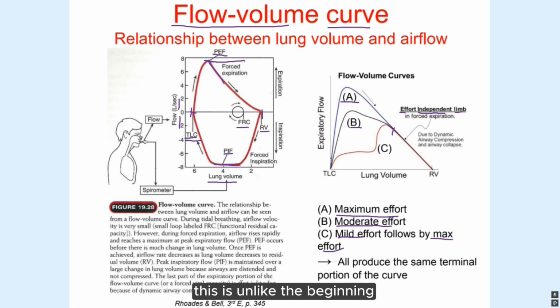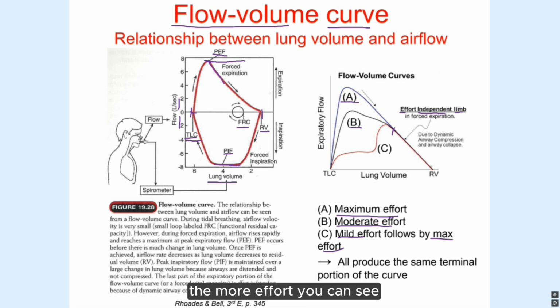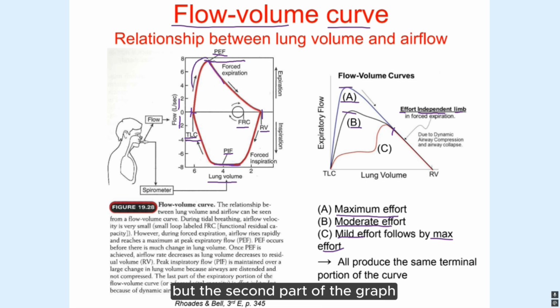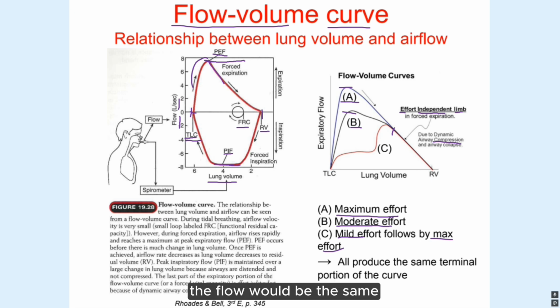This is unlike the beginning. You can see that over here, this part is dependent. It depends on the effort. The more effort, you can see, the higher the peak, which is this part over here. But the second part of the graph, or this part, is independent. It does not care about your effort. Why doesn't it care? Because there's airway compression. And so it doesn't matter if you try to force more air inside. Because there is airway compression and collapse, the flow would be the same.